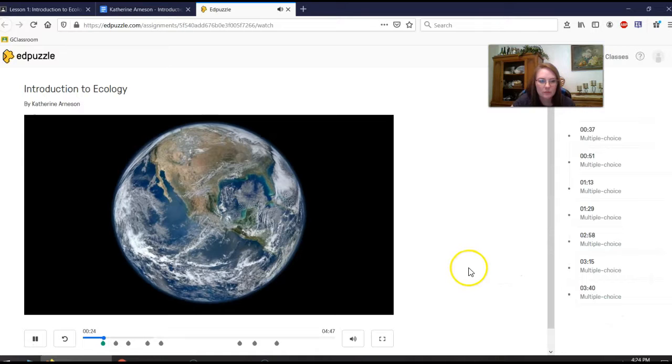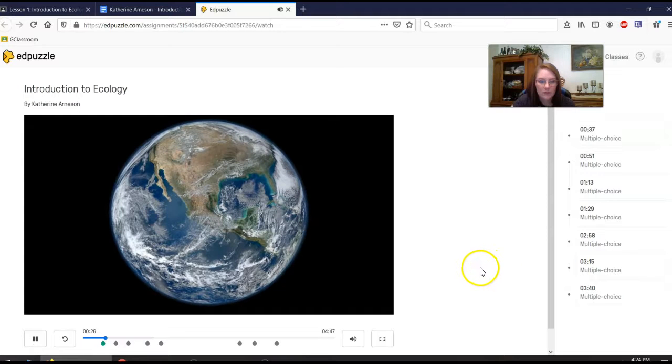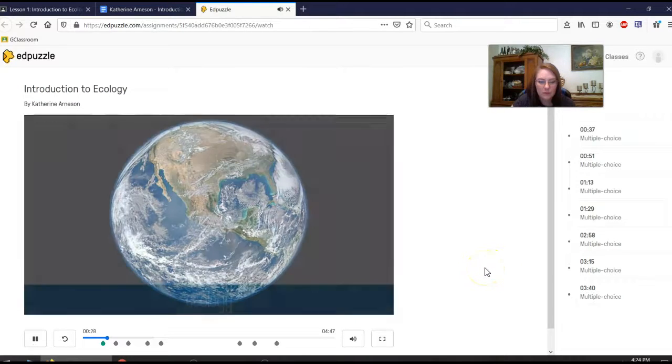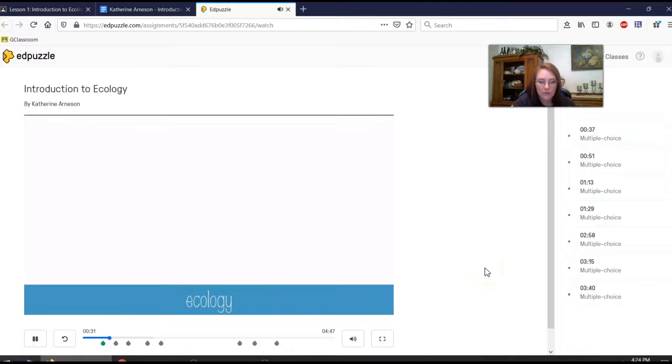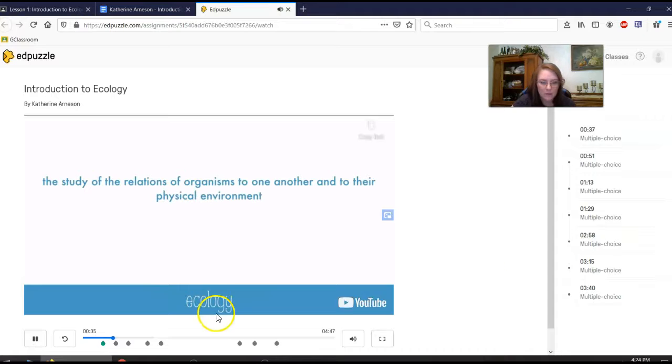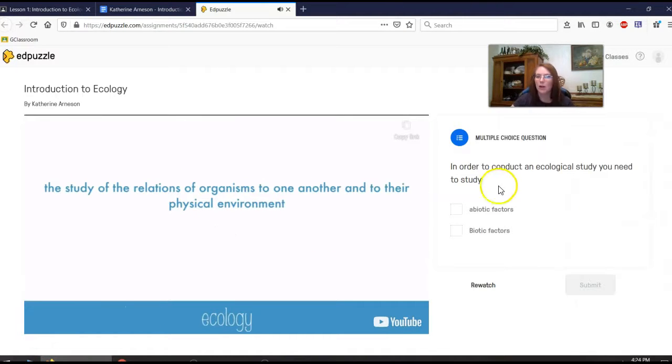Ecology literally translates to the study of home. Our home, planet Earth. The more specific definition of ecology is the study of the relations of organisms to one another and to their physical environment. It answers questions. Okay, in order to conduct an ecological study, you need to study abiotic factors and biotic factors.